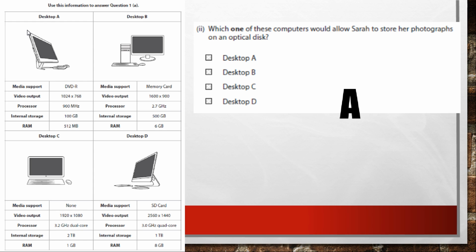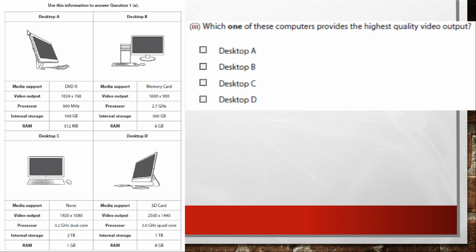The answer is A, obviously, because if we look at media support, we've got DVD. We know that CDs and DVDs and Blu-rays are optical devices, and they store their media on optical discs through an optical drive. So DVD, and the rest of them are memory card, SD card, and the one down the bottom C is none. So it's A.